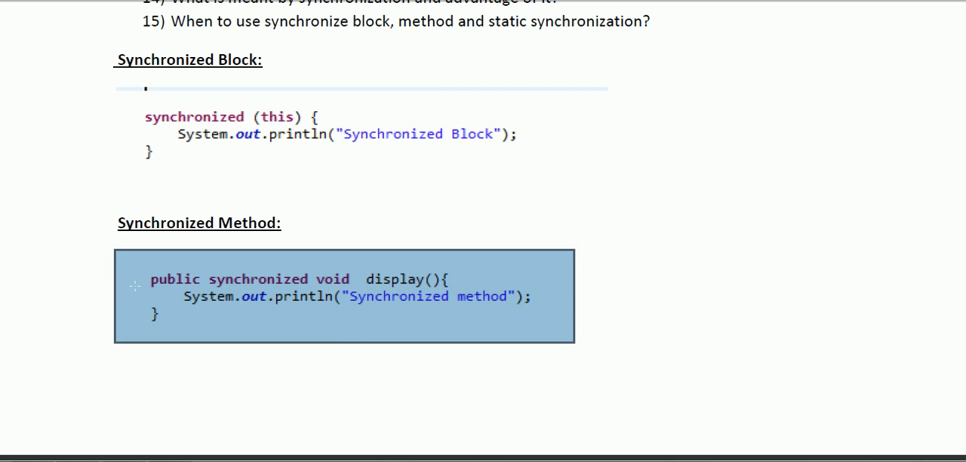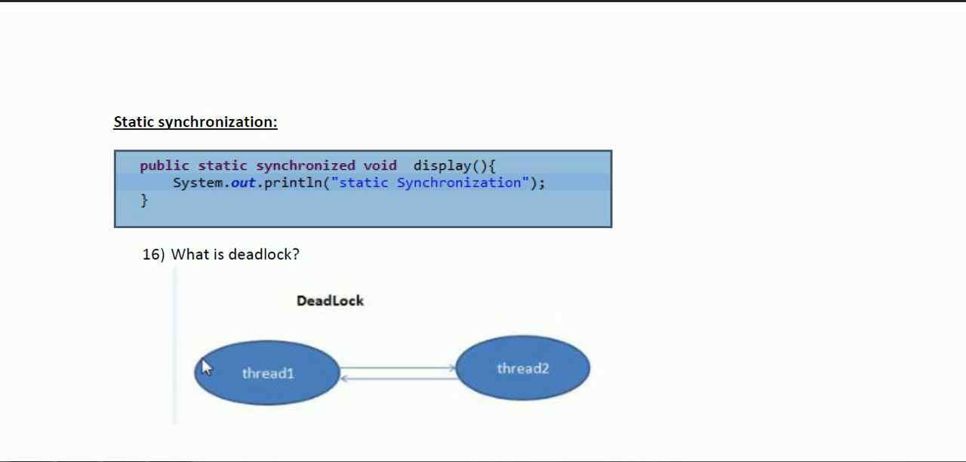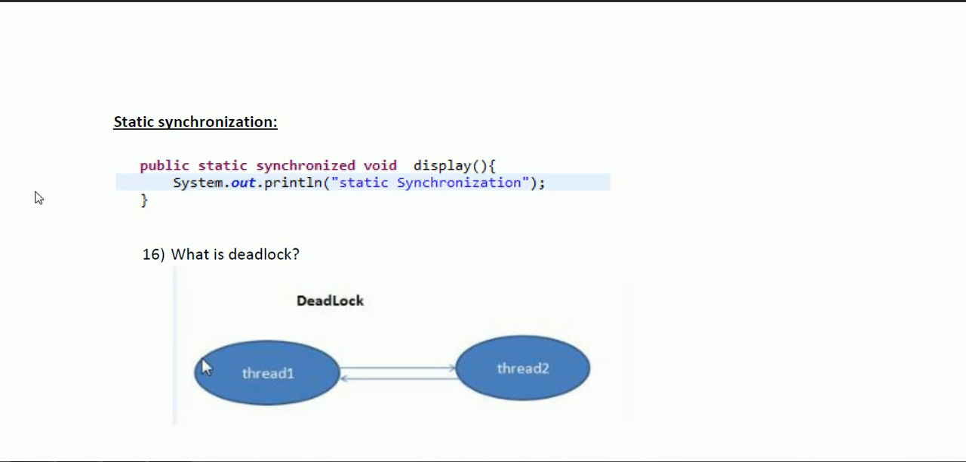The next concept is static synchronization. Whenever you apply static synchronization on a method, the lock is acquired on the class, not on the object. So no matter how many threads try to access this method, only one thread at a time can access it at the class level. So static synchronization is always at the class level, the method is at the object level, and the block is based on a particular resource or object, or you can even apply it at the class.